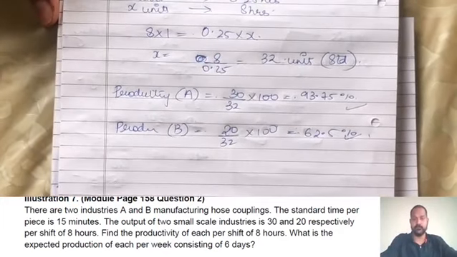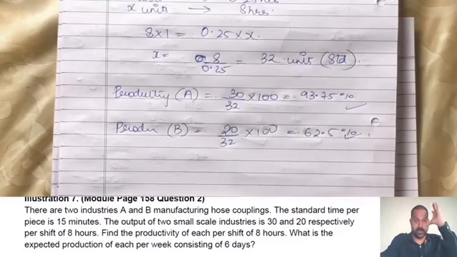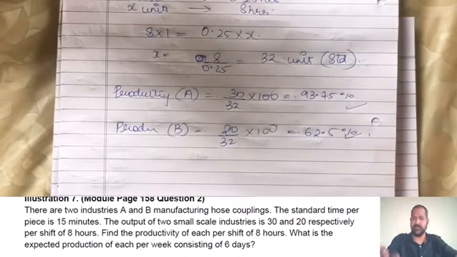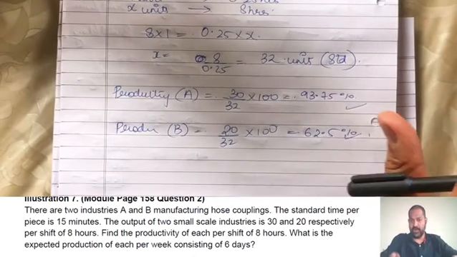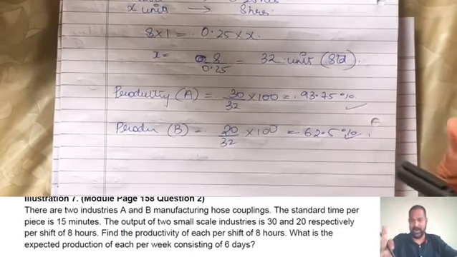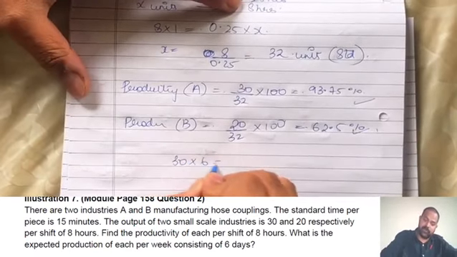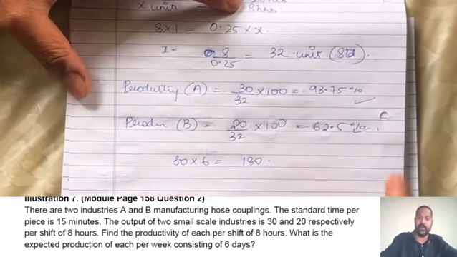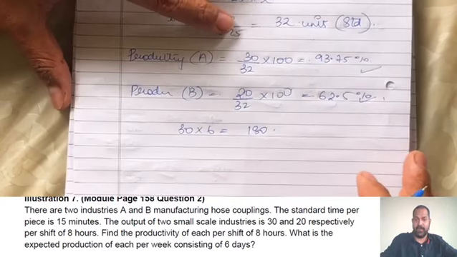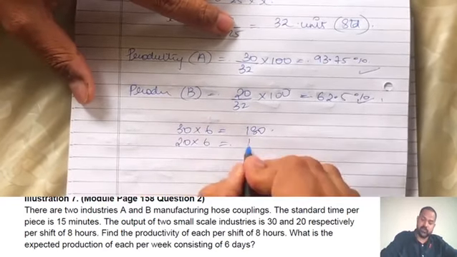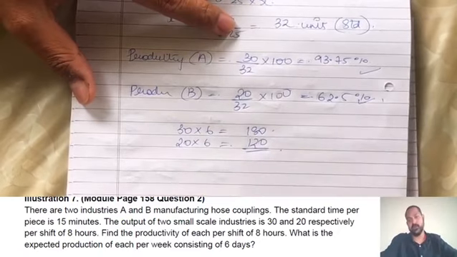Question number 2. What is the expected production of each per week consisting of 6 days? Simple. The output of A is 30 in 1 day of 8 hours. So in 6 days, it will produce 30 into 6. 6 3s are 18, 180 units. And B will produce 20 into 6, 6 2s are 12, 120 units.